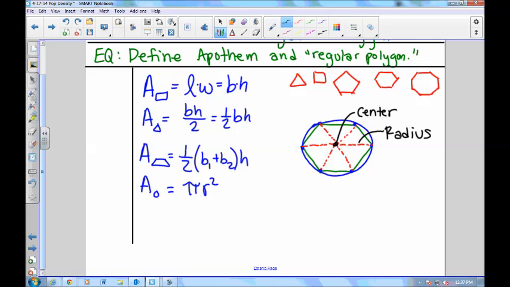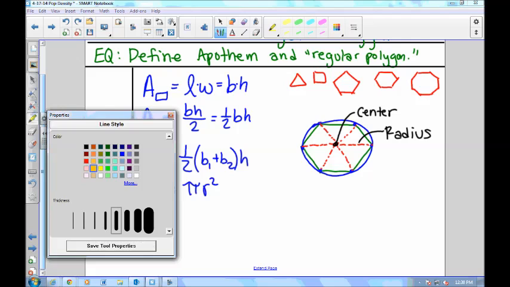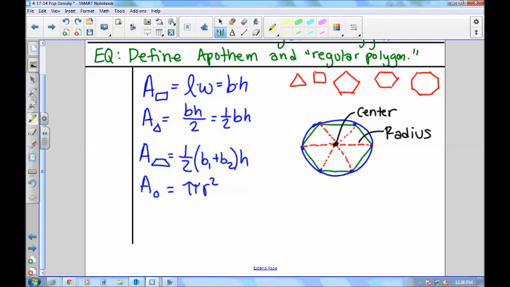But technically, the hexagon doesn't expand all the way out to the circle. There's a little bit of space. Let me get the yellow one. There's a little bit of space that it's missing. So the area of the hexagon is actually a little smaller than the area of the circle because of the space, there's a gap.